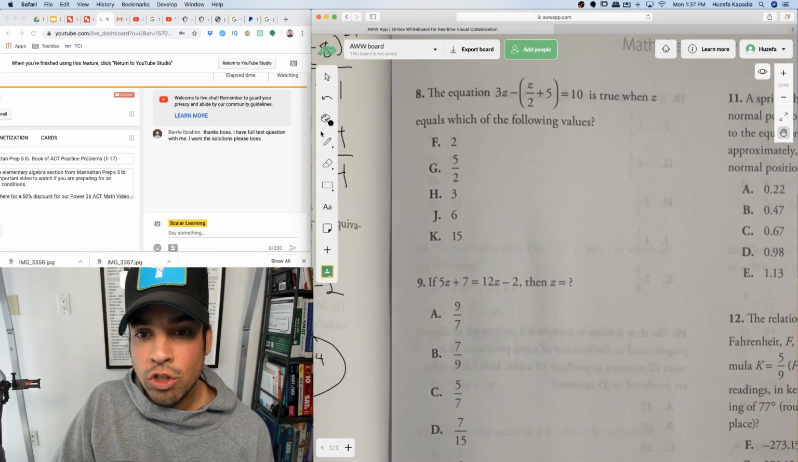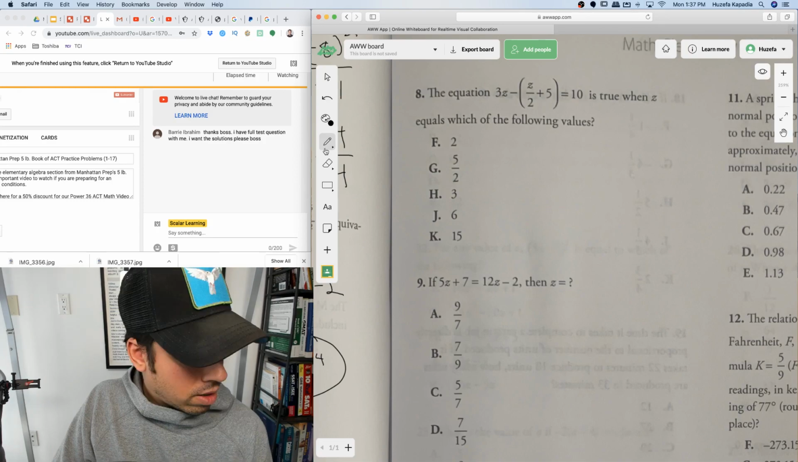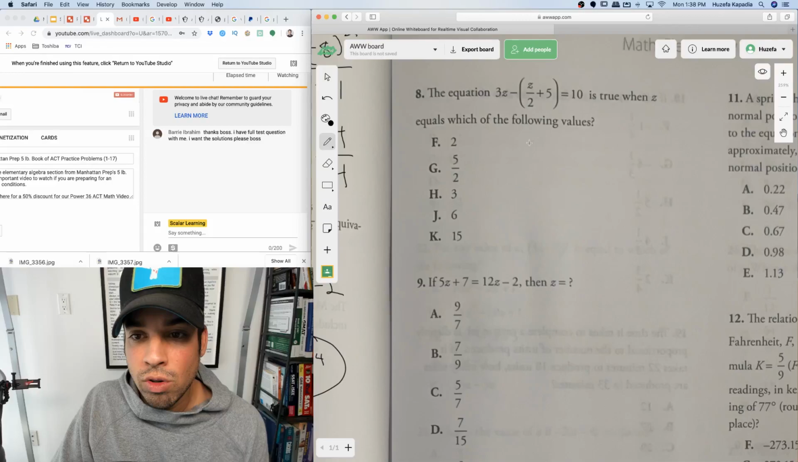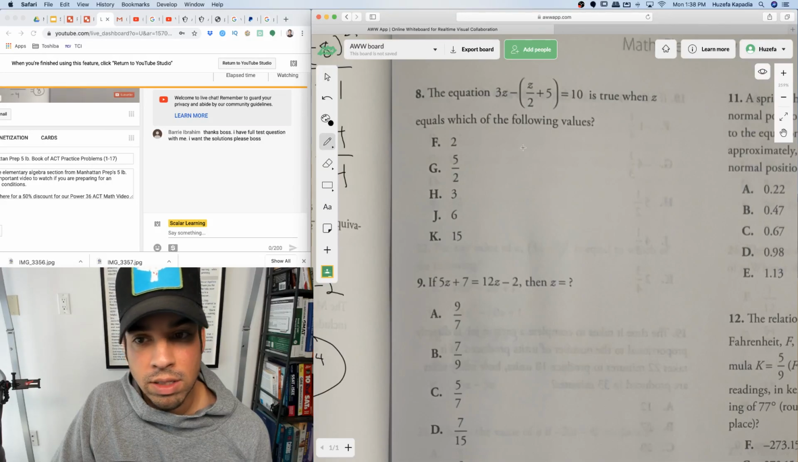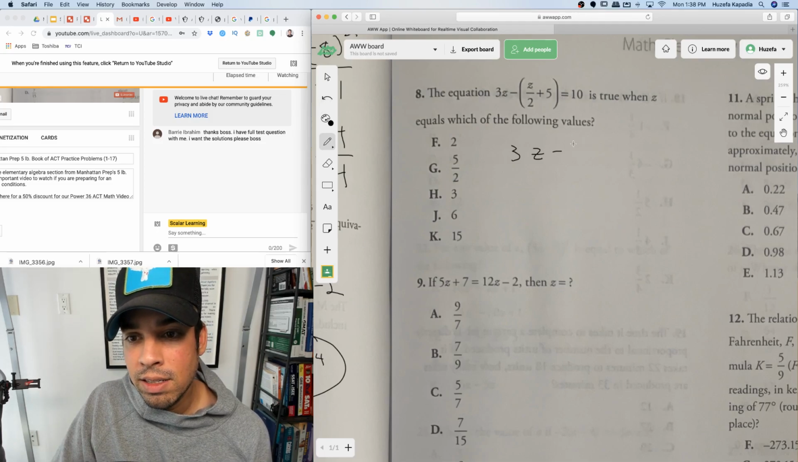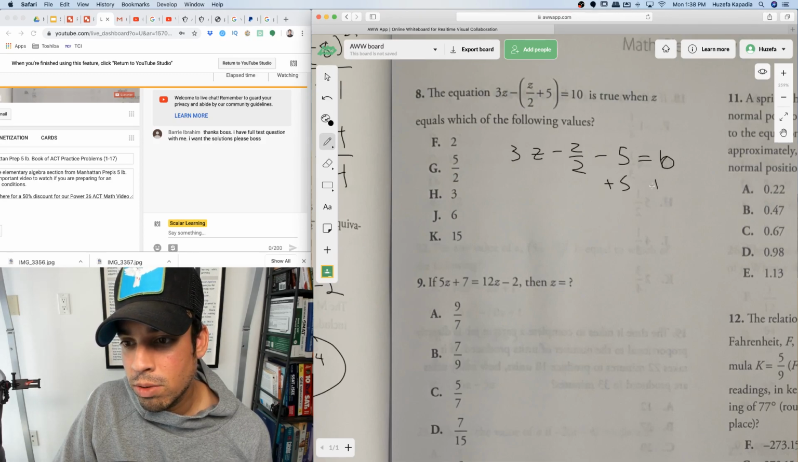The equation is true when z equals which of the following values? Again, we're going to solve for z. So first I'm going to distribute this negative inside, right? So it's 3z minus z over 2. Don't forget that's a minus 5 because the negative distributes, equals 10. Let's add 5 to both sides. 3z minus z over 2 equals 15.